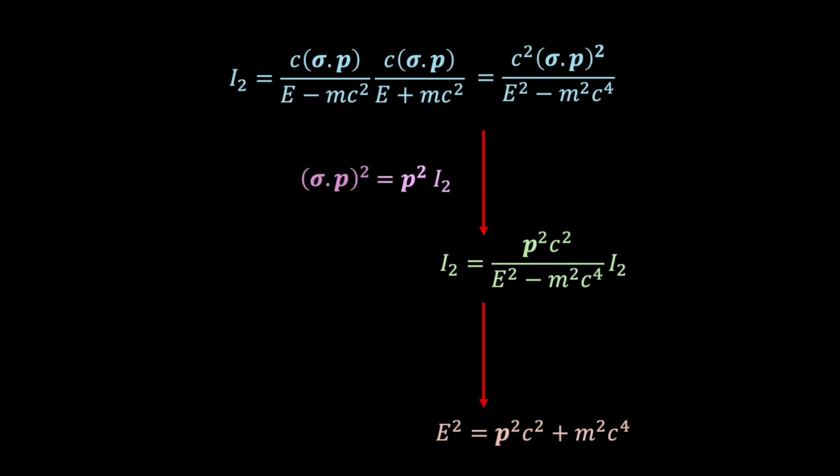E squared equals p squared c squared plus m squared c to the 4. And this is exactly the Einstein energy-momentum relation. So this is very reassuring. It means our proposed plane wave solution is indeed a valid solution to the Dirac equation, as long as the energy and momentum are related in the way required by special relativity.